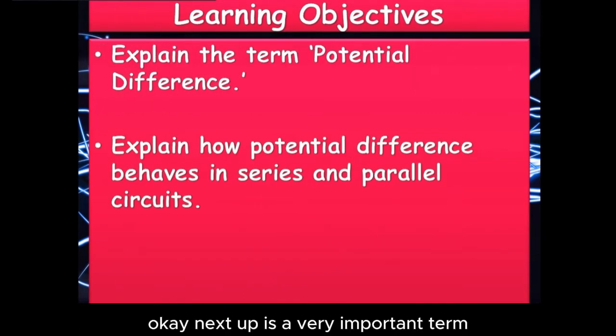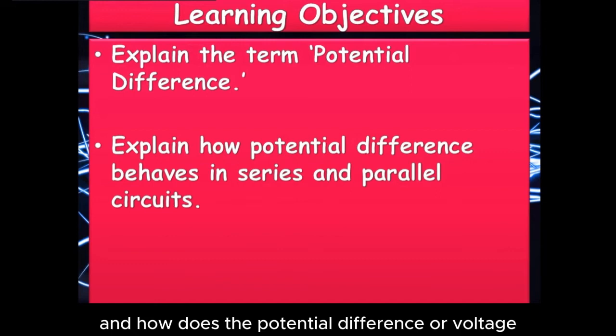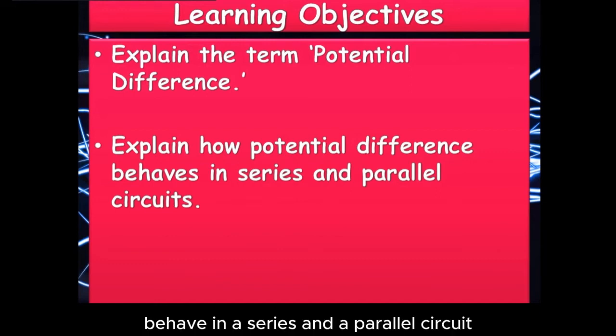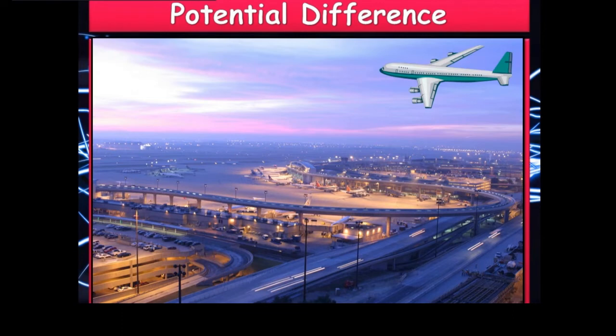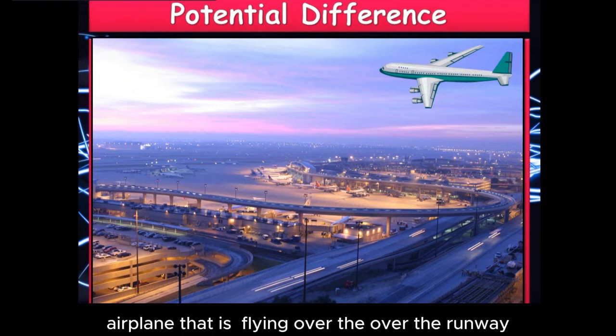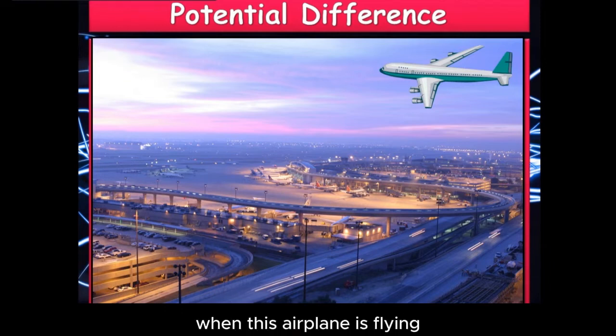Okay, next up is a very important term in electrical symbols. That is potential difference or voltage. And how does the potential difference or voltage behave in a series and a parallel circuit? So to explain potential difference, we start with an analogy. Imagine this aeroplane that is flying over the runway. When this aeroplane is flying, it is actually at a height from the runway.